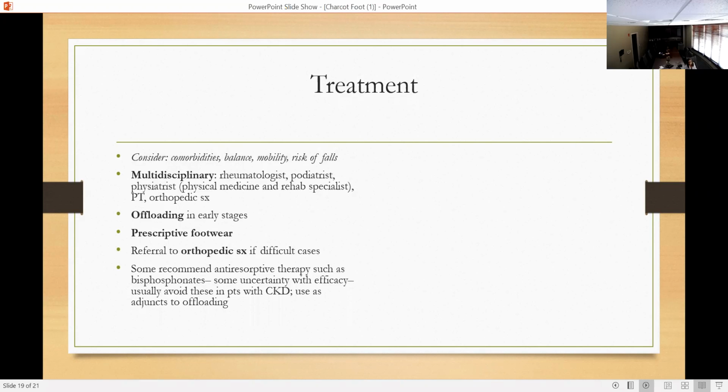In reading, I did find some recommend anti-resorptive therapy like bisphosphonates, but there's some uncertainty with the efficacy, and we definitely want to avoid these agents in patients with CKD. But it's really as an adjunct to offloading. Next slide.